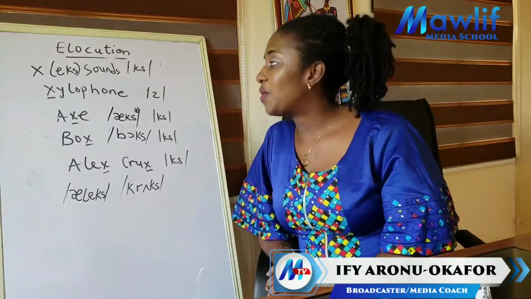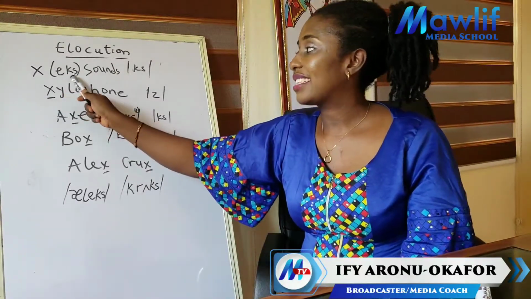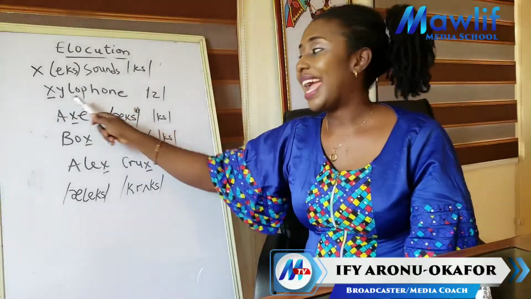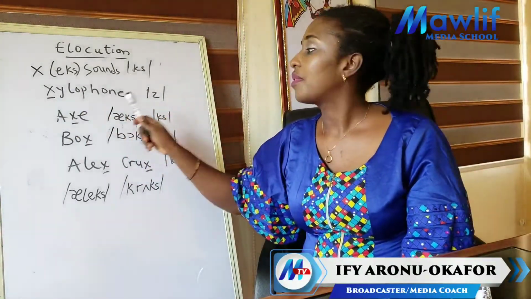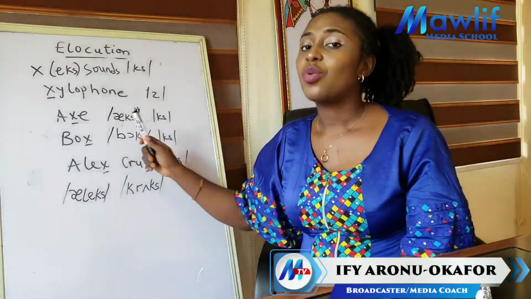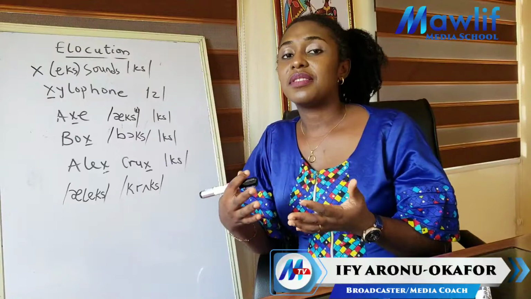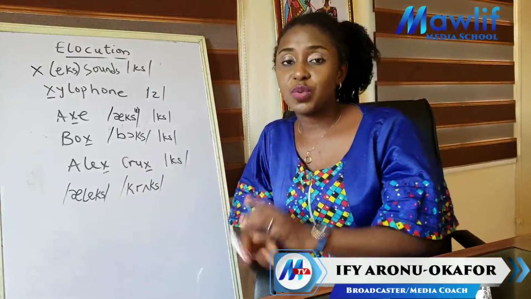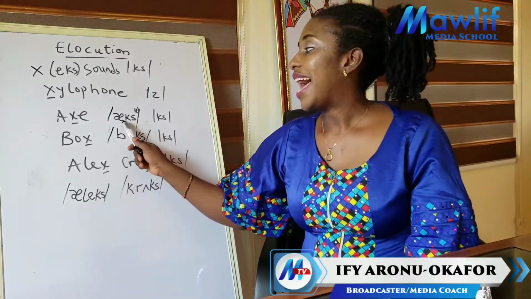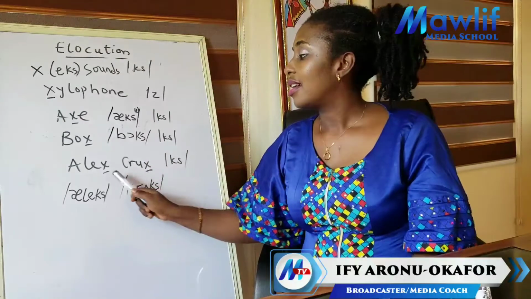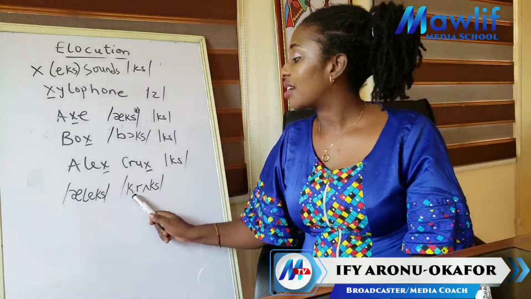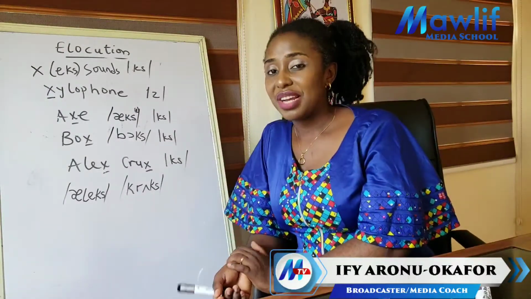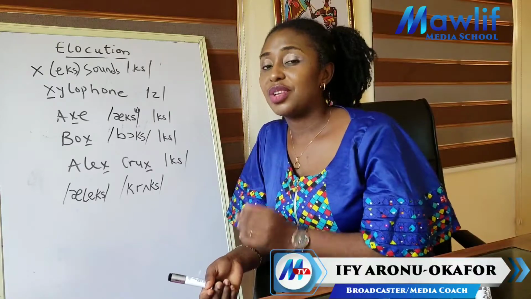Okay, so let us go over this again. The sound of X is Ks. This is xylophone with X taking on the sound Z. Then we have axe, when X appears in the middle of a word or at the final position. It sounds Ks in most words. So you have axe, box, Alex, and Crocs. You might have noticed that I like reading with the transcription. When you read with the sounds, you do not go wrong.